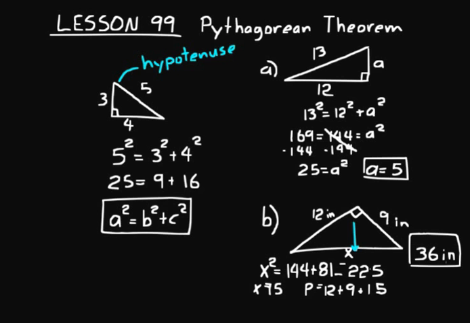So the Pythagorean theorem, that's a formula that you'll want to memorize. The hypotenuse, which is always the side opposite the right angle, that side squared is equal to the sum of the squares of the other two sides.